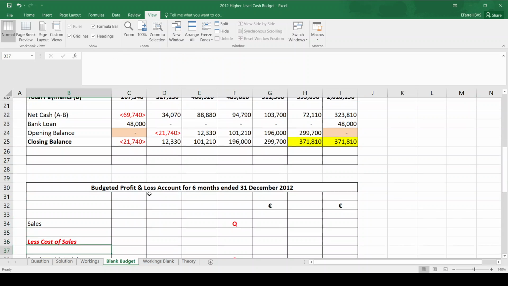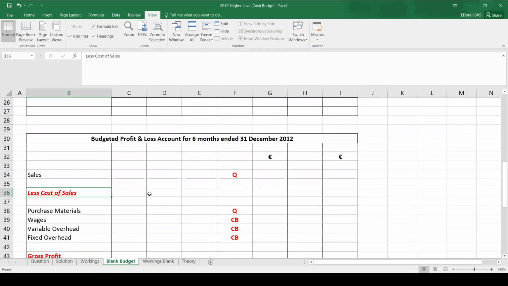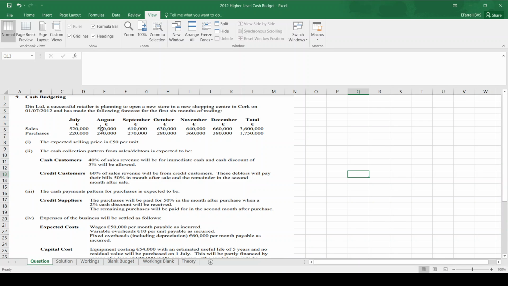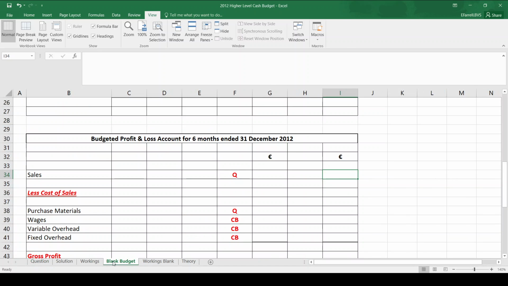So now, the budgeted profit and loss account. The first thing that's going to go in here is the sales figure. If you go back to the question, it actually totals the sales figure for us for the 6 months. If it didn't, we would just add up those 6 figures, but it does. It's 3.6 million. So it's just 3600.